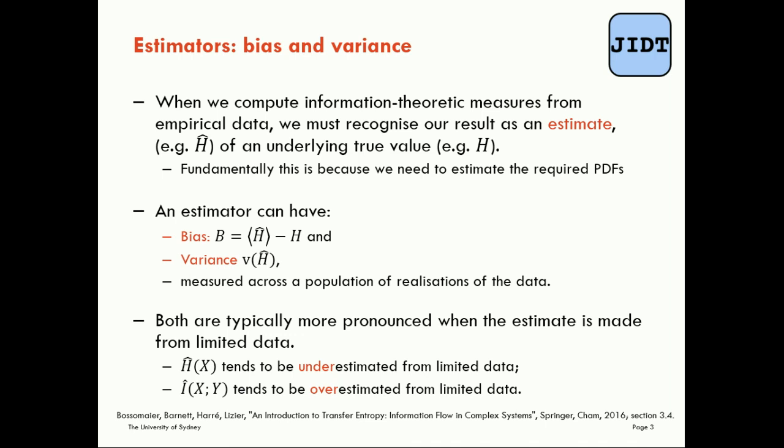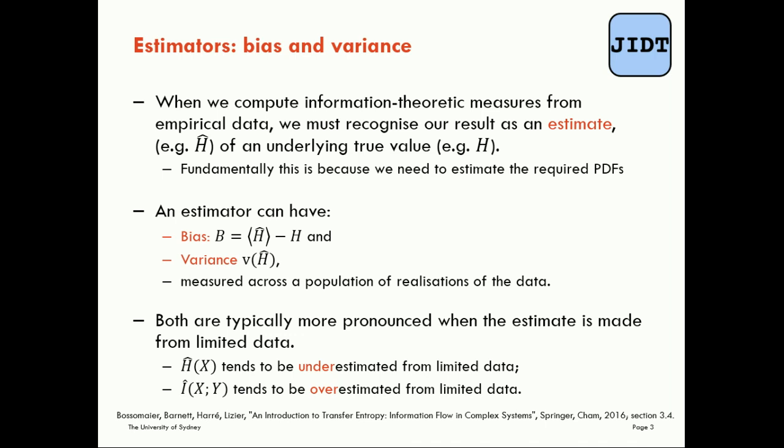So first of all, think about the nature of estimation. I want you to bear in mind that when we compute these information theoretic measures from empirical data, we're always computing an estimate. We need to recognize that our result is an estimate and not the real true underlying value. Fundamentally, this is because we need to estimate the required probability distribution functions, or for continuous data, probability density functions, from a finite amount of data.